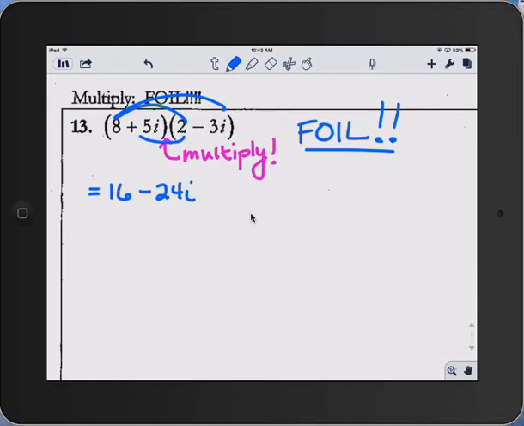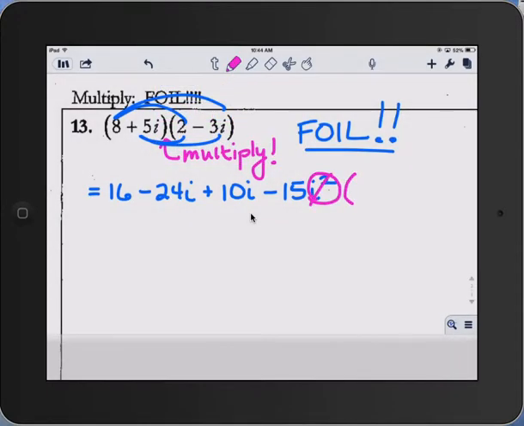Inner, 5i times 2 would be 10i. And last, 5i times negative 3i would be negative 15i squared. Okay, i times i is i squared. Now, we're allowed to leave i's in the answer. We're not allowed to leave i squared in the answer. So anytime you see an i squared, you want to go, whoop, get rid of that. i squared is equal to negative 1.